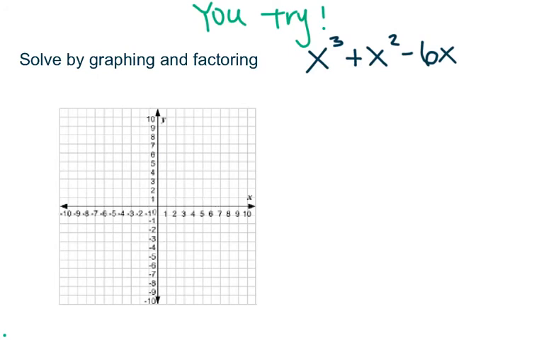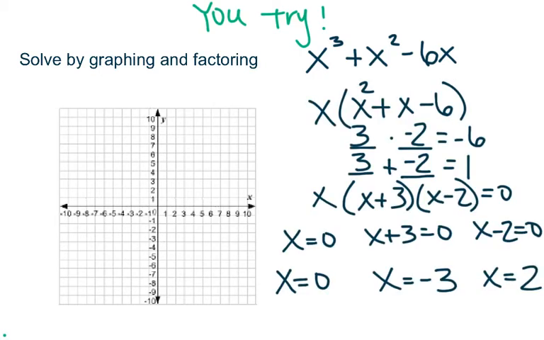Alright, so I want you to try this one. I want you to solve by graphing and factoring. Pause the video and actually do it. 1, 2, 3. Alright, so either way you do it, you should have gotten x equals 0, x equals negative 3, and x equals 2.